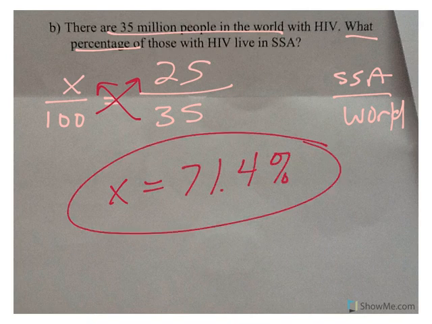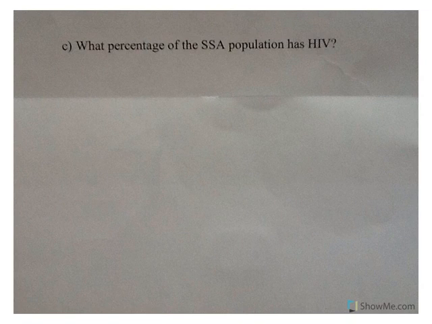The percentage of those with HIV that live in Sub-Saharan Africa is 71.4%. So if we would line up 100 people, percent is out of 100, if we would line up 100 people that have HIV, 71 of them would be from Sub-Saharan Africa. The other 29 are from everywhere else in the world. So this one portion of the world has 71% of the people infected with HIV. Let's go to part C.